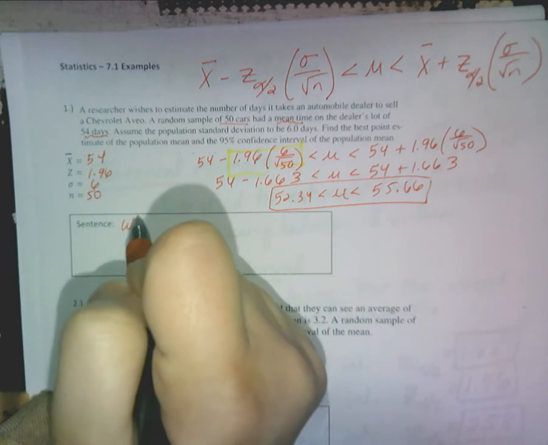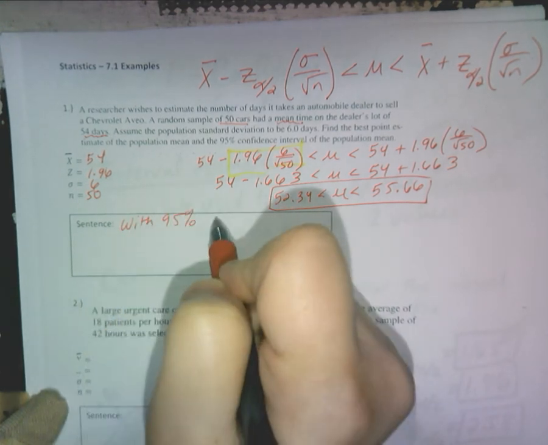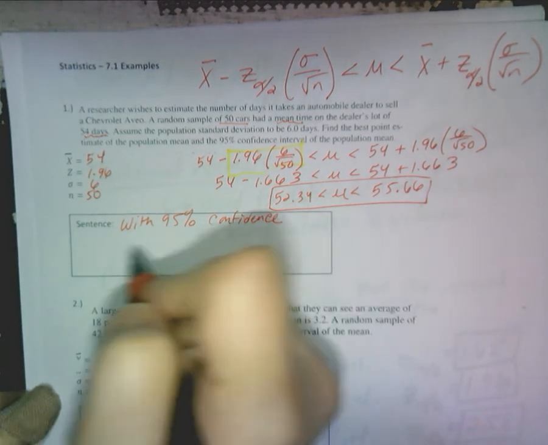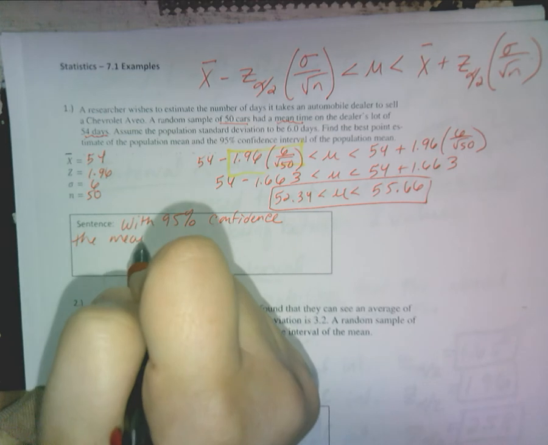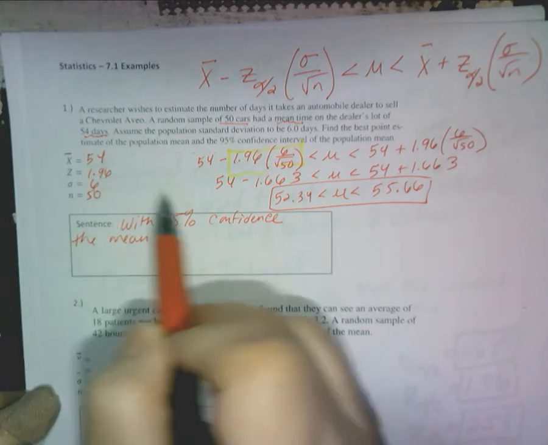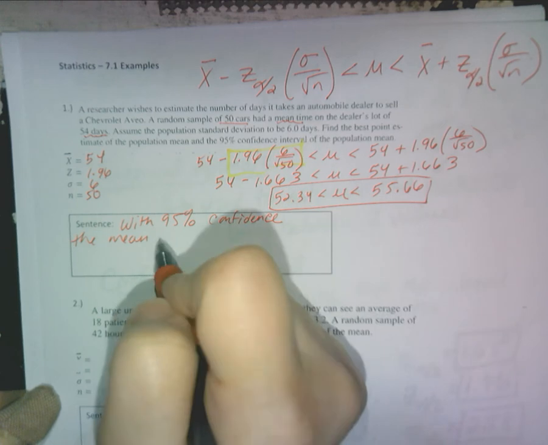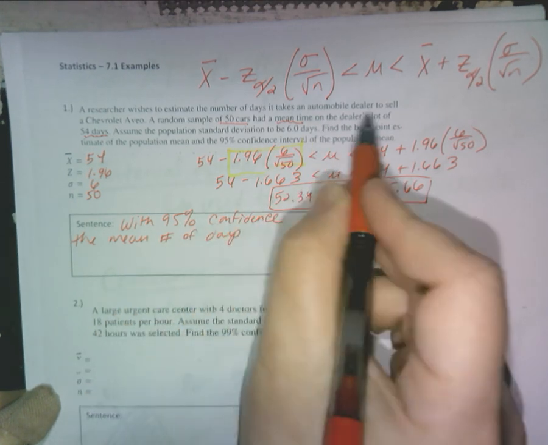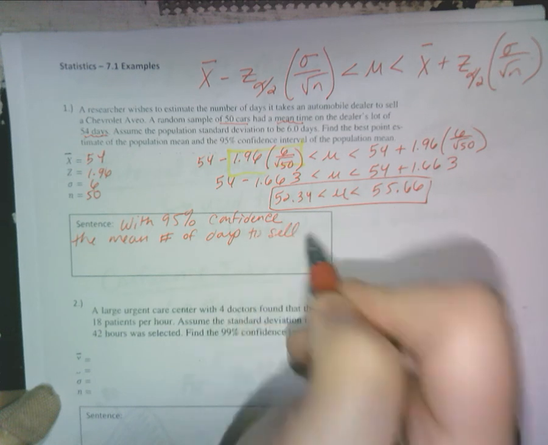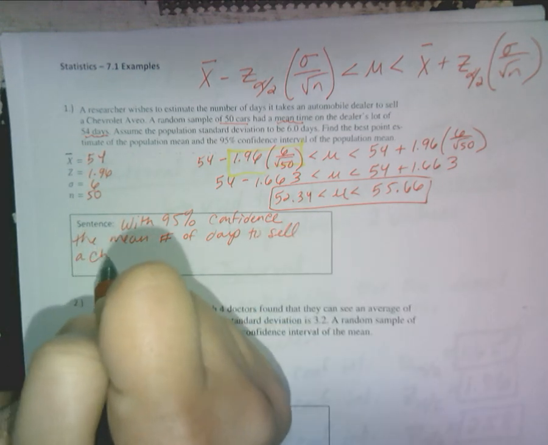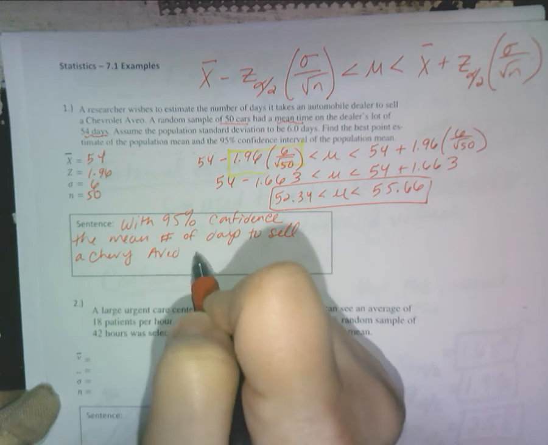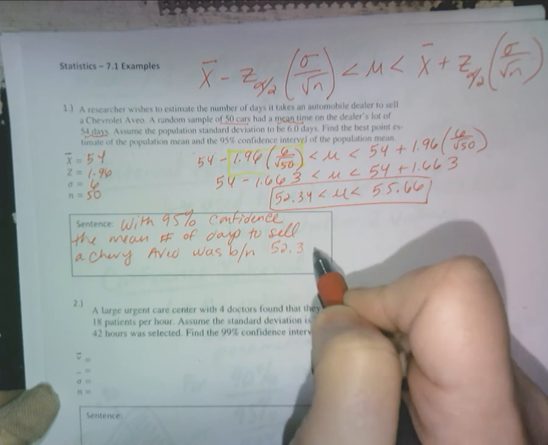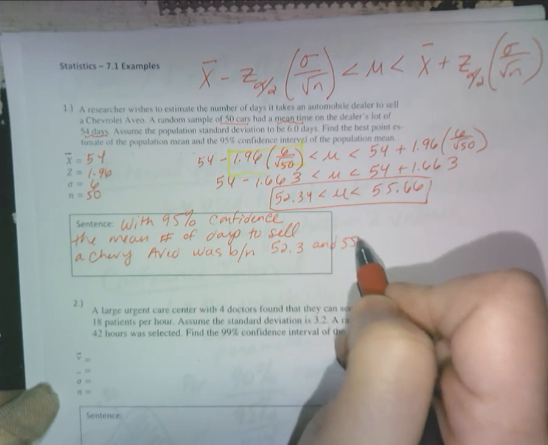So here's how you always start your sentence. You say this: with 95% confidence, and yes, you have to say it, the mean number of days to sell a Chevy Aveo was between 52.3 and 55.7 days.